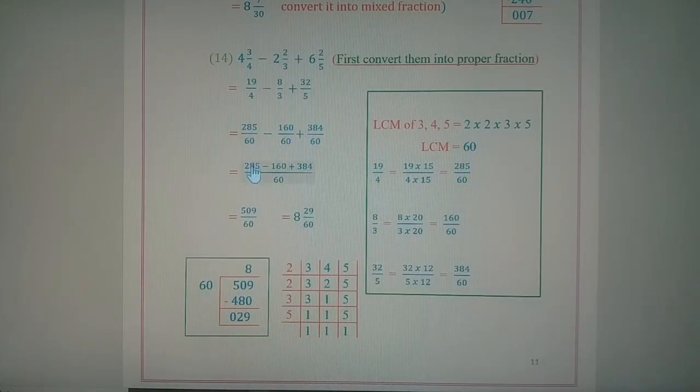So first I copy 285, the minus sign I copy, 160 I copy, plus I copy, and 384 I copy. And this 60, which is written 3 times, I will copy it only once. The denominator is never added. Only the numerators are added or subtracted. So in the next step, the 60 will remain as it is, and 285 minus 160 I will do. 285 minus 160, the answer is 125.